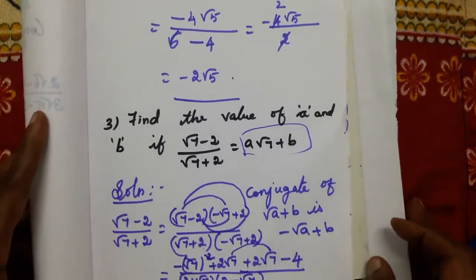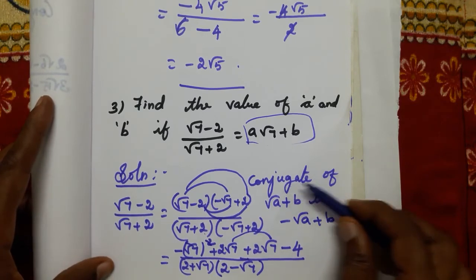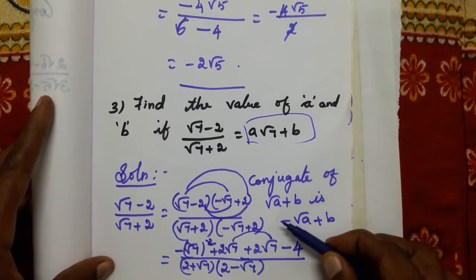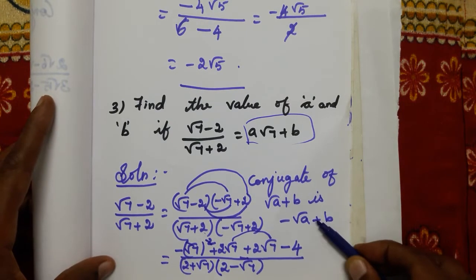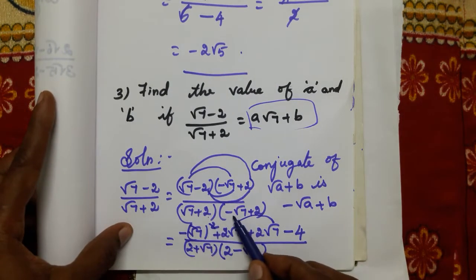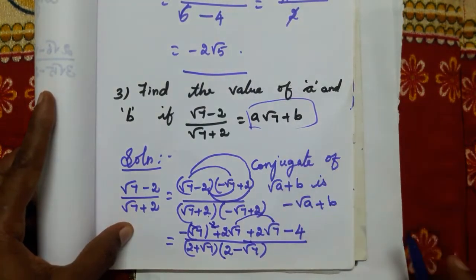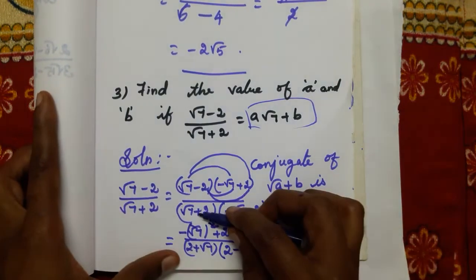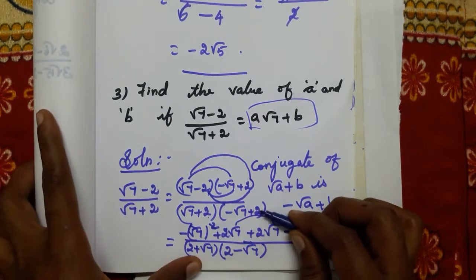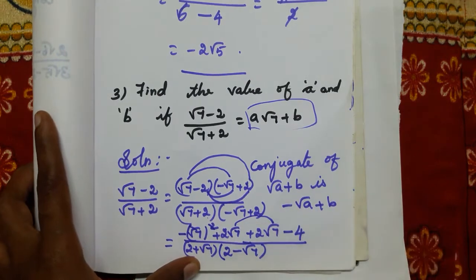If root 7 minus 2 by root 7 plus 2 is equal to A root 7 plus B. Now, what is the conjugate of root A plus B? The conjugate of root A plus B is minus root A plus B. So what is the conjugate of root 7 plus 2? Minus root 7 plus 2. With minus root 7 plus 2, we have to multiply the numerator and denominator. The denominator we can write as 2 plus root 7, and the multiplier as 2 minus root 7.